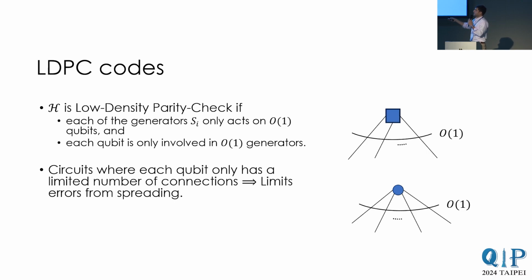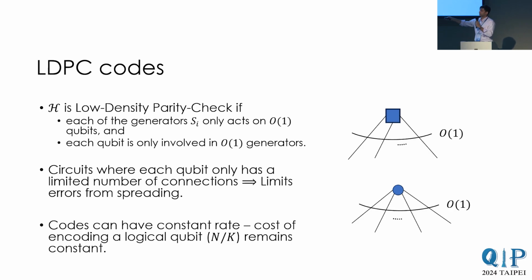Why is this interesting? We've already heard from multiple experimental implementations today, but just to drive the point home, LDPC codes are interesting because it's easy for us to engineer circuits where qubits only need to talk to a constant number of other qubits. And from the point of view of fault tolerance, this is also useful because this limits errors from spreading. There's only a limited number of paths for errors to go from one qubit to another.